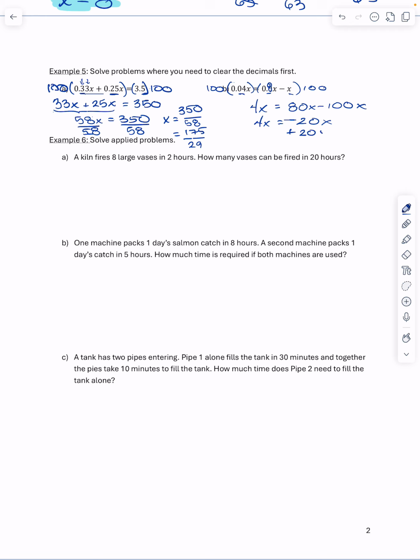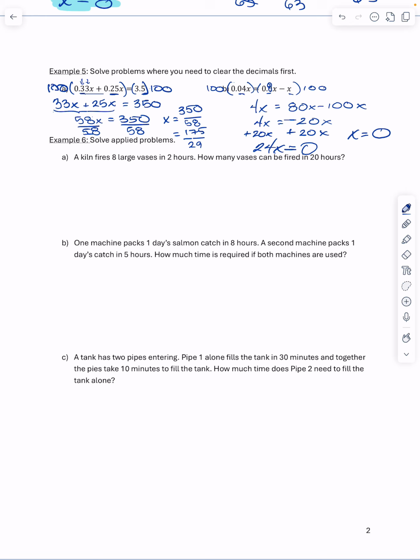I'm going to add 20x, and this example is here to make a point. On the left-hand side, I have 24x. My equal does not disappear, and negative 20x plus 20x is 0. So I can divide both sides by 24. I get x equals 0. That is the only number that is going to make that equation true. And sometimes it feels like a little bit of a letdown when we get 0, but 0 is a valid answer.